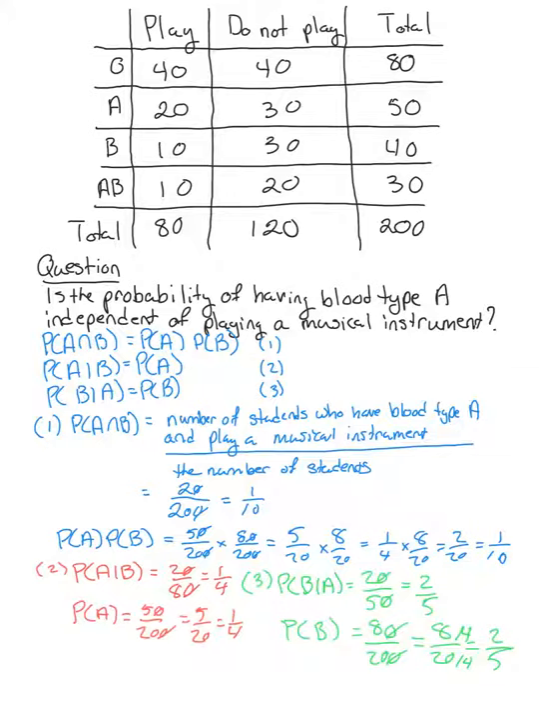And that agrees too. So here we have shown that the probability of blood type A is independent of the student playing a musical instrument in 3 different ways. Now, whenever you're doing a problem in the future, you can use any of these 3 ways. Depending on the information you're given, one way might be easier than the others, but all 3 will work, so you can choose any of them. And that is how you show whether 2 random variables are independent or not.